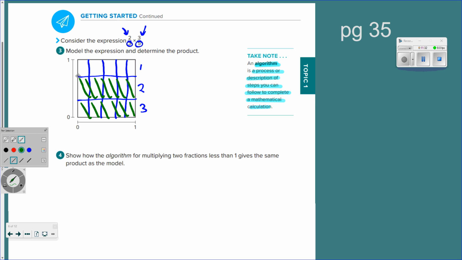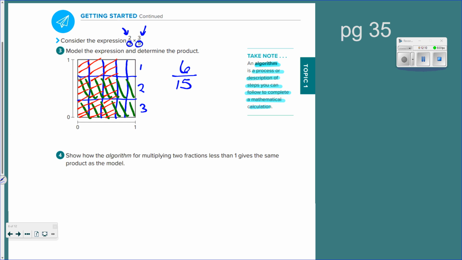And then my other numerator tells me 3 of my fifths need to be shaded in. So I'm going to go the other direction and shade in 3 of the 5 pieces I made. Now, if I look at it, how many pieces are double colored? 6 are double colored. 6 have green and red. Out of how many did we make in all? 15. So that is the answer to my multiplication problem. Does that make sense?